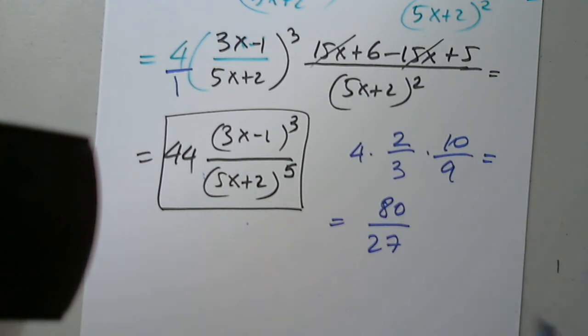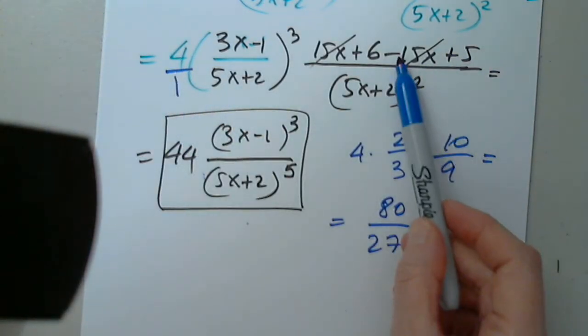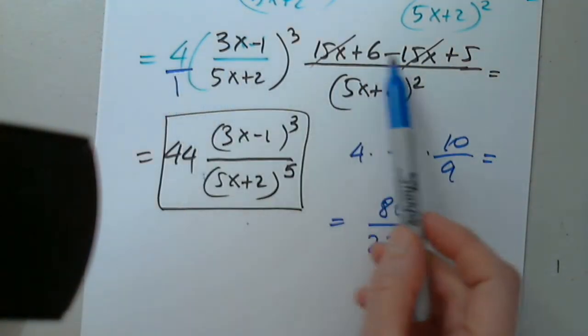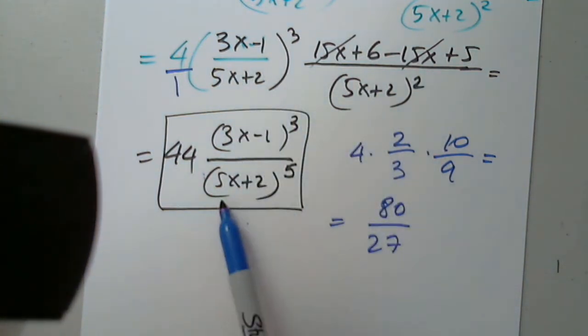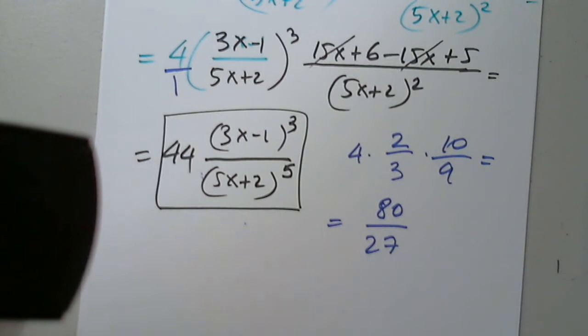Yes, so that's what I did. 4 over 1 times 11 over this. I multiply 4 by 11, I multiply this by itself, and then these two are 5x plus 2 to the 5th.